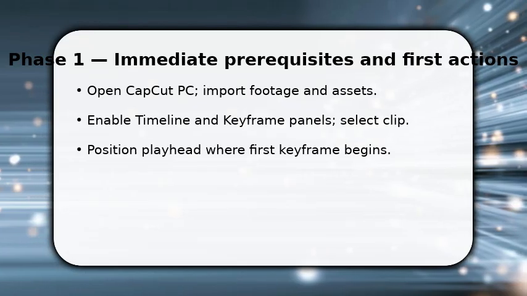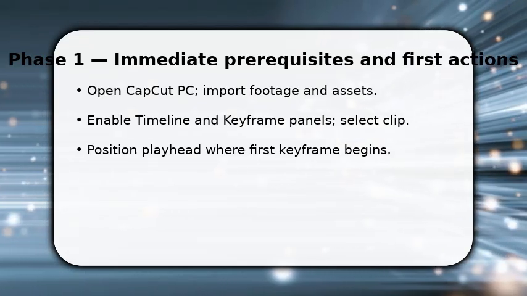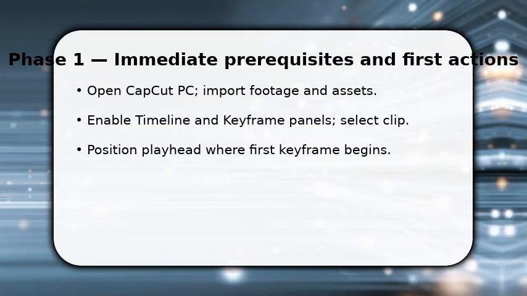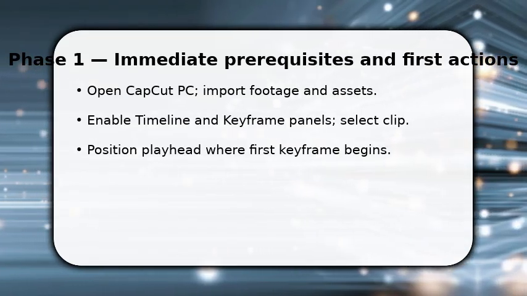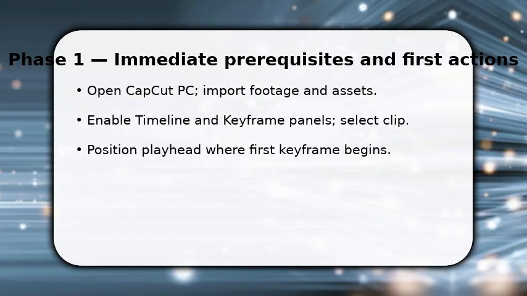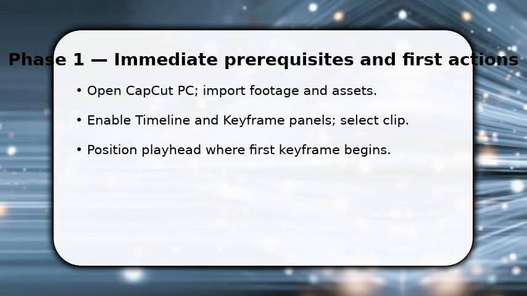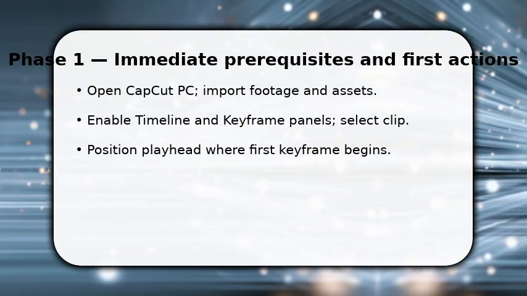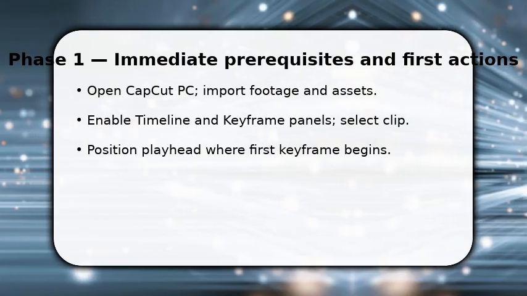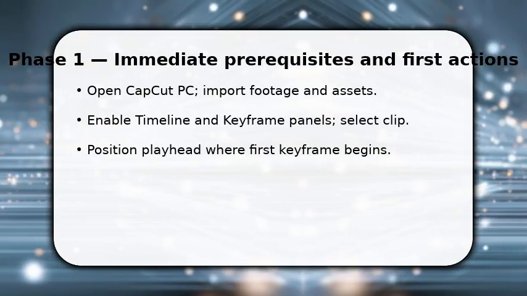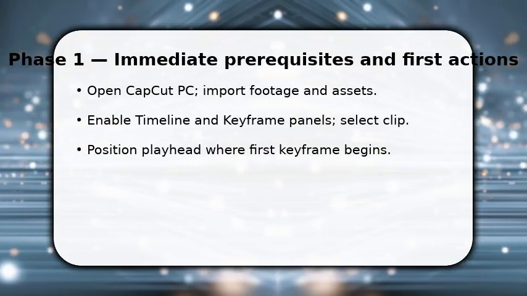Enjoy the video. You begin by importing your clips and opening the timeline. Make sure the clip is selected so you can add keyframes. Once done, zoom into the timeline for precise placement because accuracy matters when smoothing motion. Click the diamond keyframe icon on the property you'll animate, for example, position or scale, and set your first value. You do this to lock an initial state. This initial keyframe becomes the anchor for every subsequent change you make.